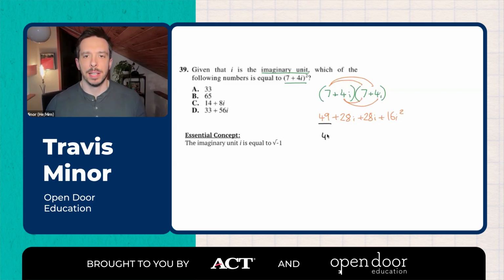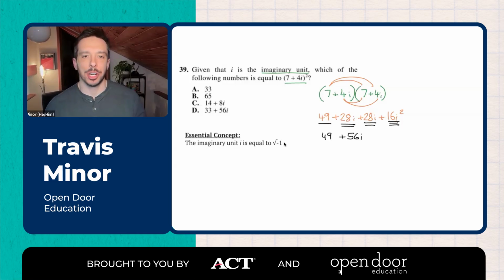Now, when we look at how we can simplify this, 49 is an integer term. For the time being, that's going to stand by itself. We have a 28i and another 28i. We can combine those terms. Together, that becomes 56i. And then lastly, we have this 16i squared.